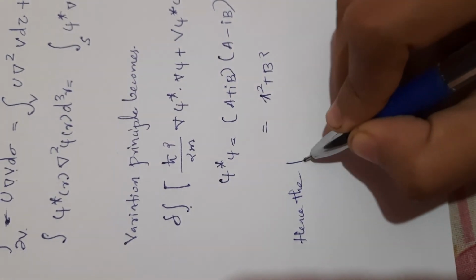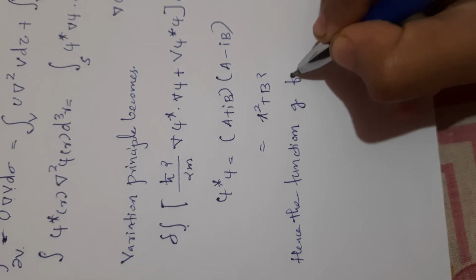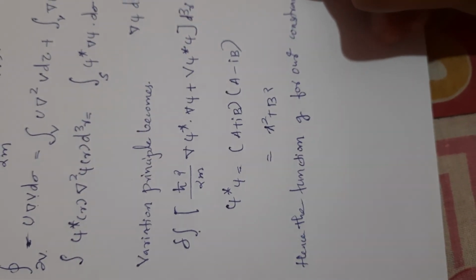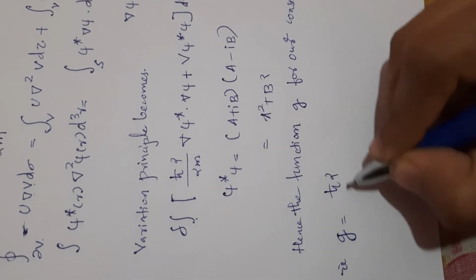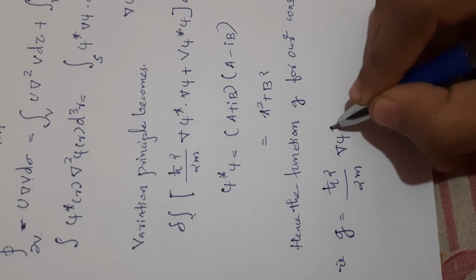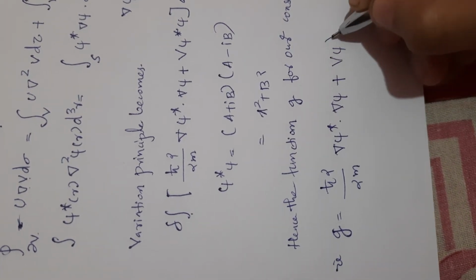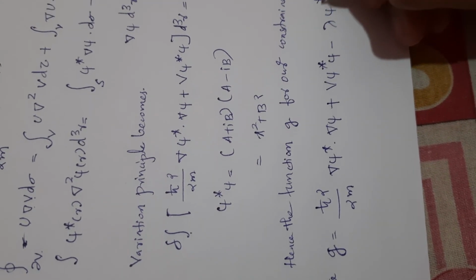Hence the function g for our constrained variation, that is g is equal to h cross square by 2m del ψ star dot del ψ plus V ψ star ψ minus λ ψ star ψ, which can be written as h cross square by 2m (ψx star ψx plus ψy star ψy plus ψz star ψz) plus V ψ star ψ minus λ ψ star ψ.